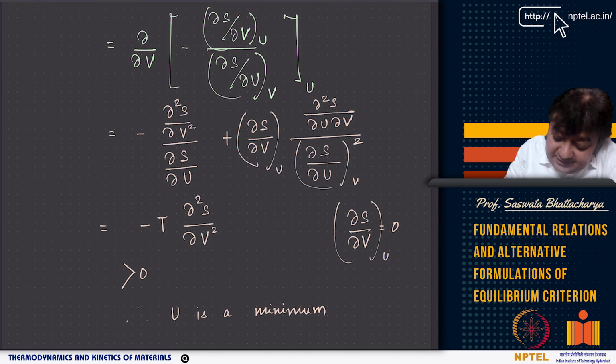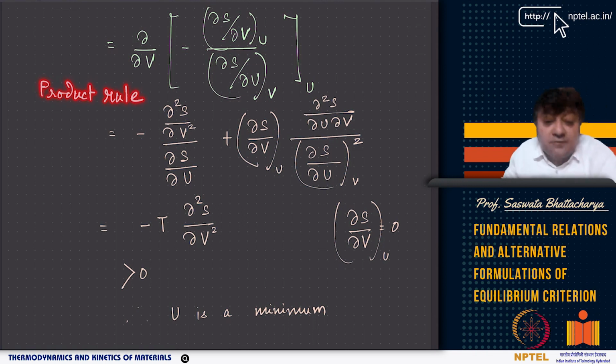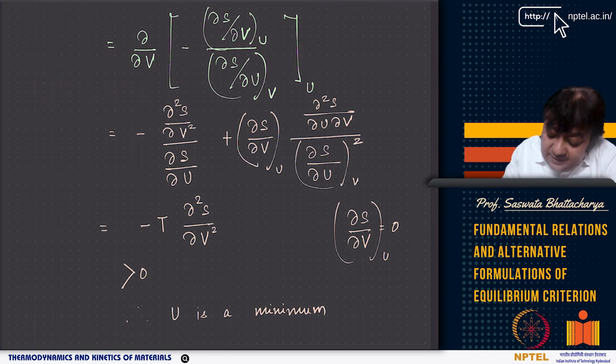So basically, if that is so, we can now again use the product rule for partial differentiation. Then ∂/∂V of ∂S/∂V at U, keeping ∂S/∂U at V as constant, we have the minus sign, and this becomes ∂²S/∂V², and here this becomes ∂S/∂V at U I am now fixing, and so this is ∂/∂V of minus 1 by ∂S/∂U. So this is going to be ∂S/∂V at U and minus 1 by x.